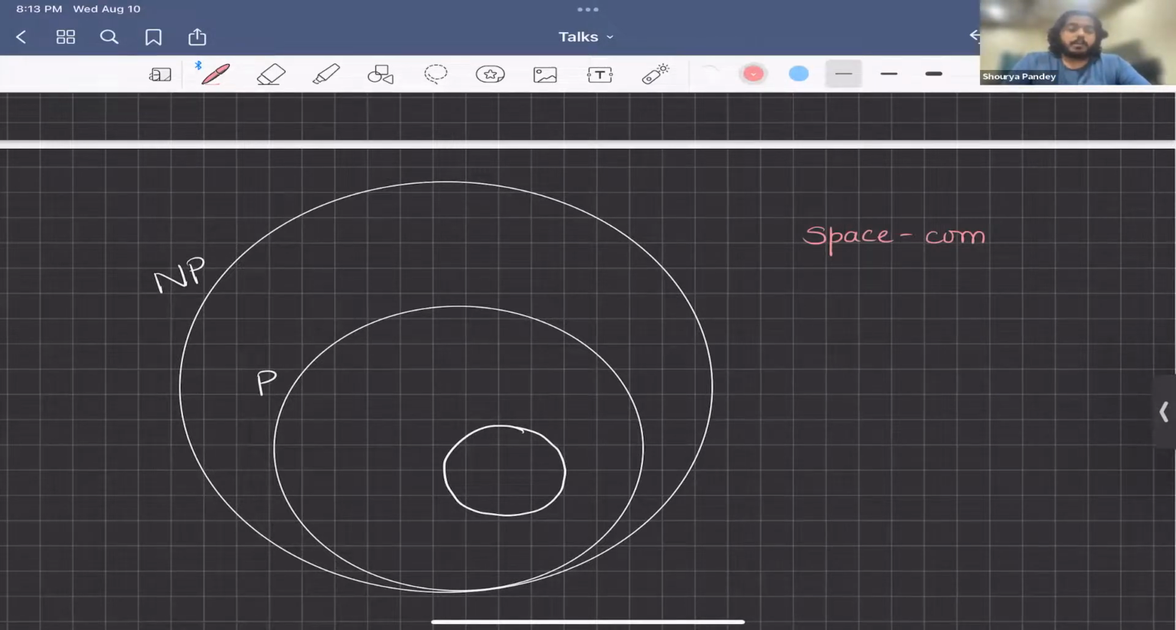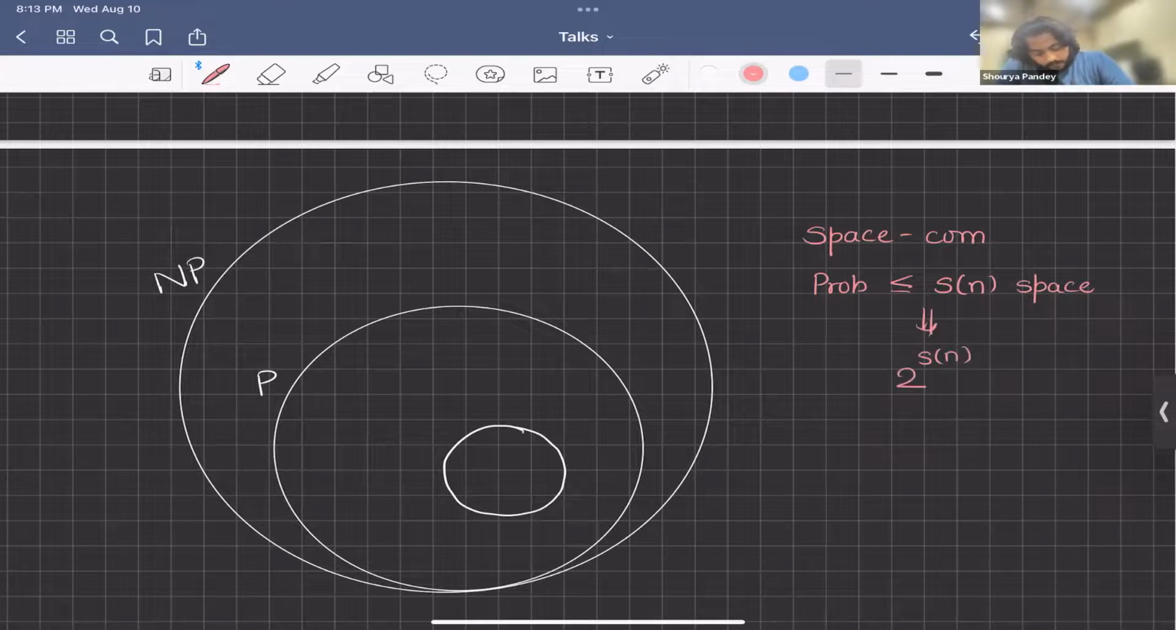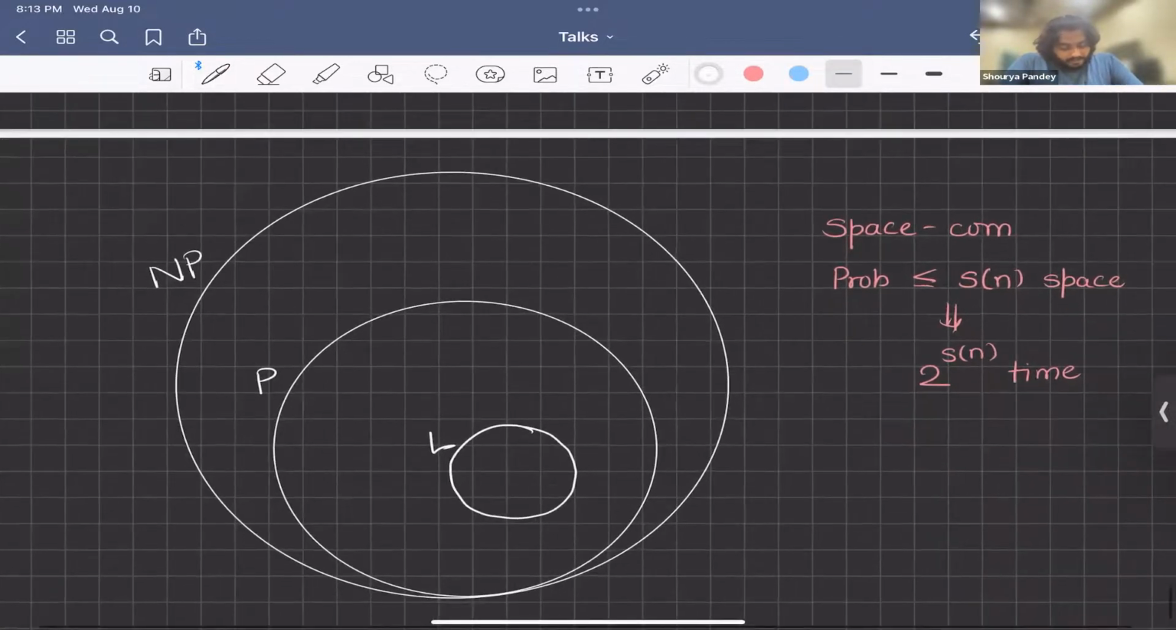So if you give it a problem to solve, how much of its memory is it using in terms of the input size? So that's space complexity. And so we know that if a problem can be done in at most S of n space, where n is the input size, then it can be done in 2 raised to S of n time. So we know this. So if I have log space, then that will be inside polynomial, because 2 raised to log is polynomial.